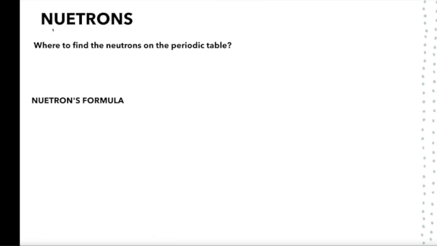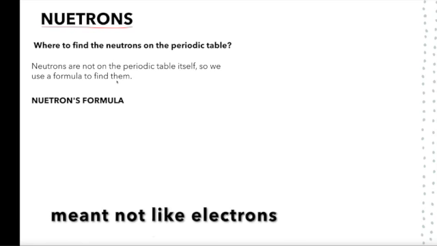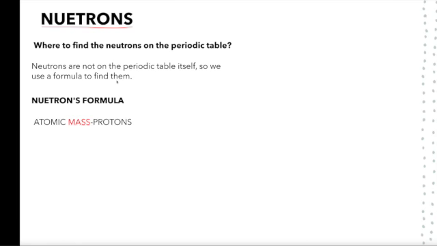Okay. Now let's talk about neutrons and where we find them on the periodic table. So neutrons are not on the periodic table itself like protons, so we use a formula to find them. So what is the formula for neutrons? Well, it's atomic mass minus protons. The reason why I highlighted mass is because there's atomic number and atomic mass, which are easy to get confused. So atomic mass minus protons.